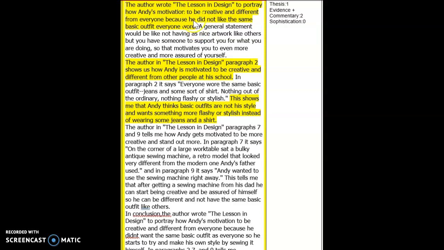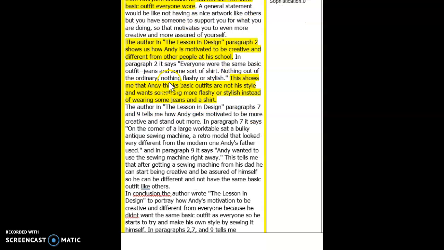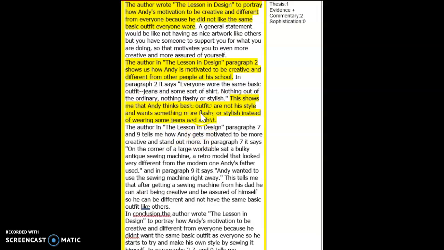Literary elements, right? So for one, down here in their paragraph 1, it says the author in lesson in design paragraph 2 shows how Andy is motivated to be creative and different from other people at his school. Where's the literary element that lets me know that he is motivated and creative? This shows me that Andy thinks basic outfits are not his style and wants something more flashy or stylish. Where are the literary elements? You want to make sure that you are using your literary elements to prove your evidence or to back up your evidence. And I'll show you an example of what that looks like.